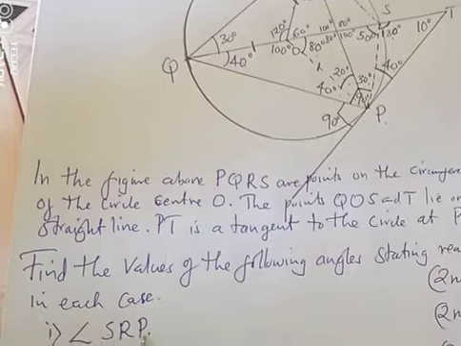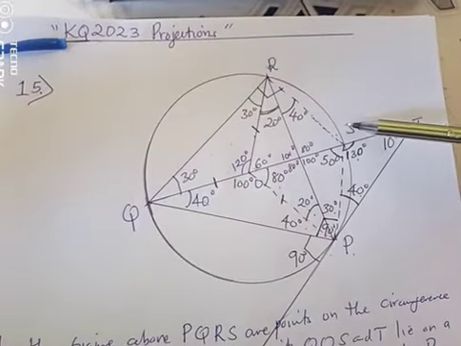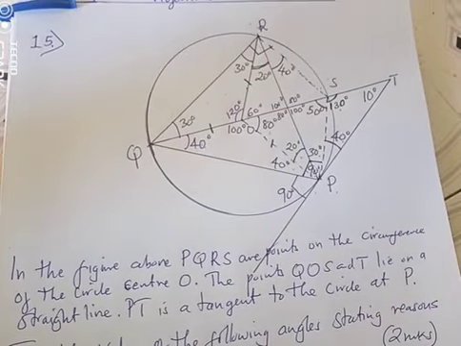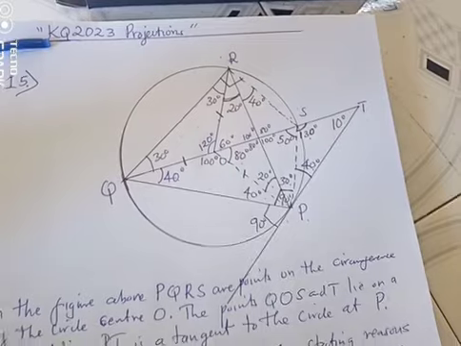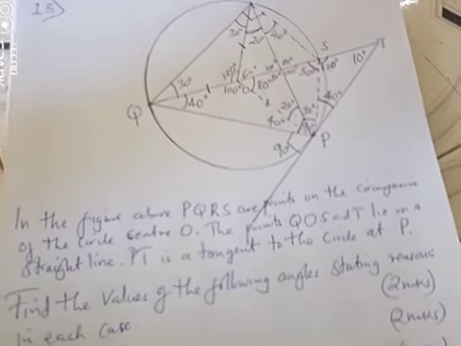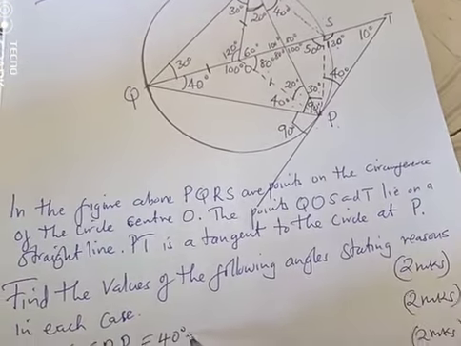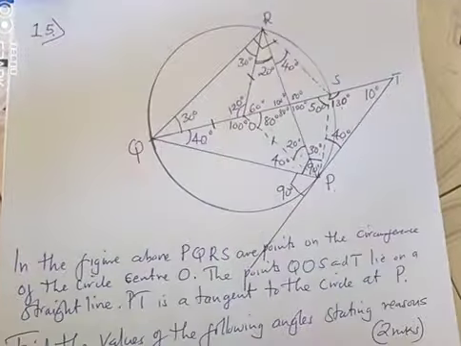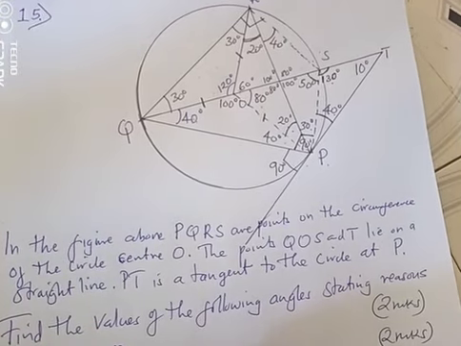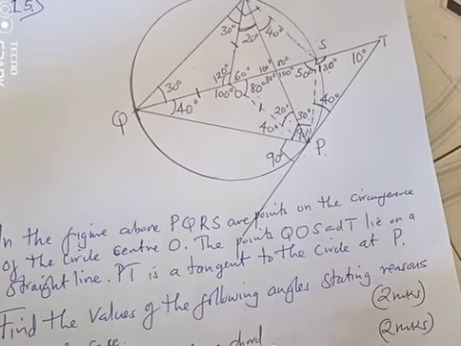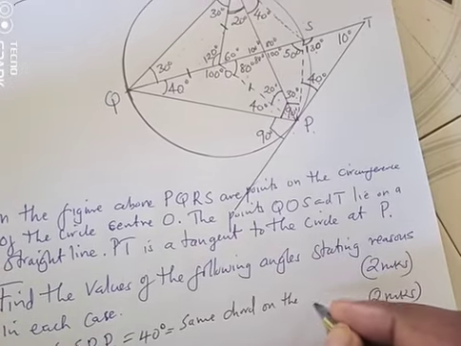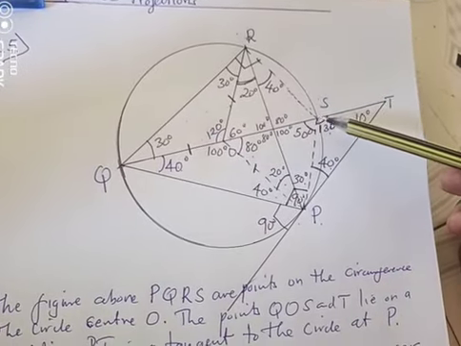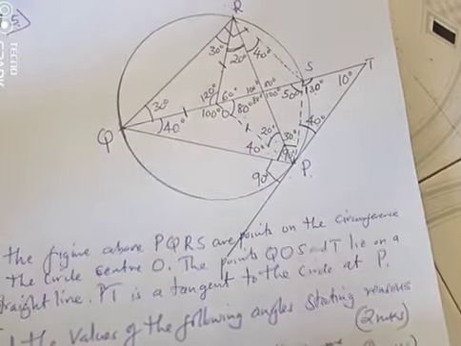So angle SRP is 40 degrees. I remember very well that is one of the angles we began with. So there being 40 degrees, the reason was angles subtended by the same chord. So same chord on the circumference are always equal, and the chord here, as we agreed, was SP, chord SP.